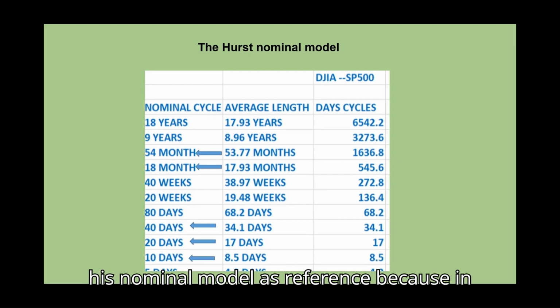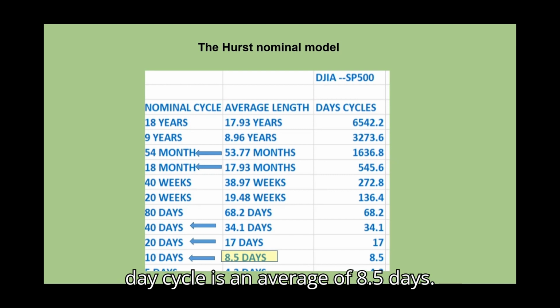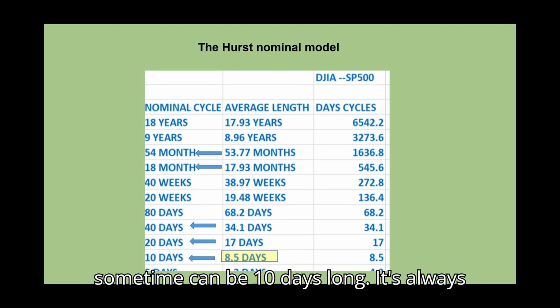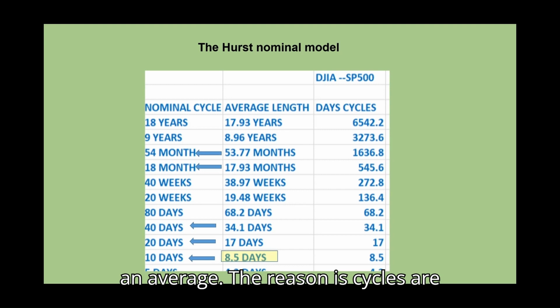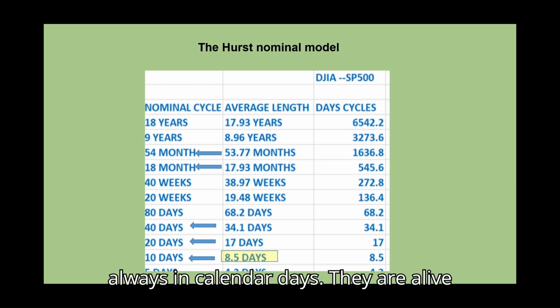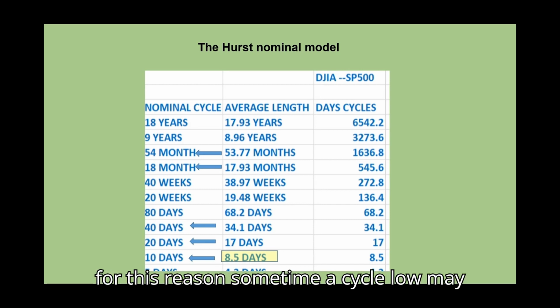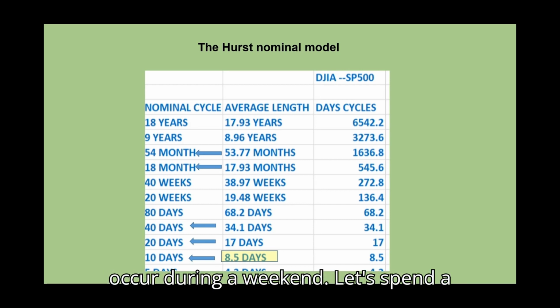Hurst built his nominal model as a reference, because in reality, as we can see on the chart, the 10-day cycle is an average of 8.5 days. Because of the principle of variation, sometimes it can be 7 days long and sometimes 10 days long, it's always an average. The reason is cycles are not static. Another very important rule is, the cycles' lengths are always in calendar days. They are alive 24 hours a day, 7 days a week. It's for this reason that sometimes a cycle low may occur during a weekend.